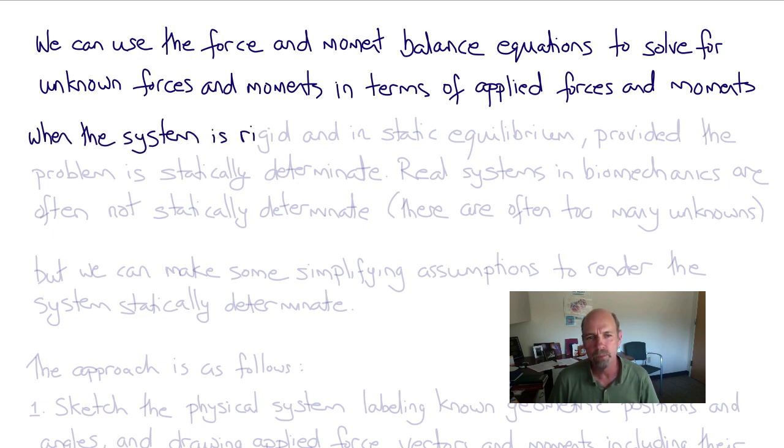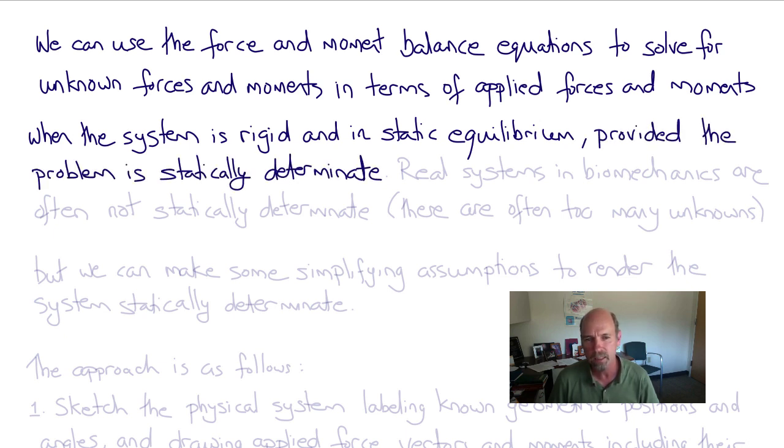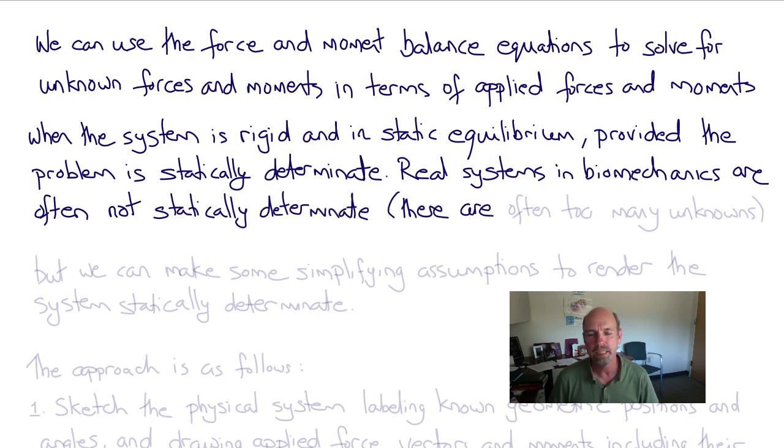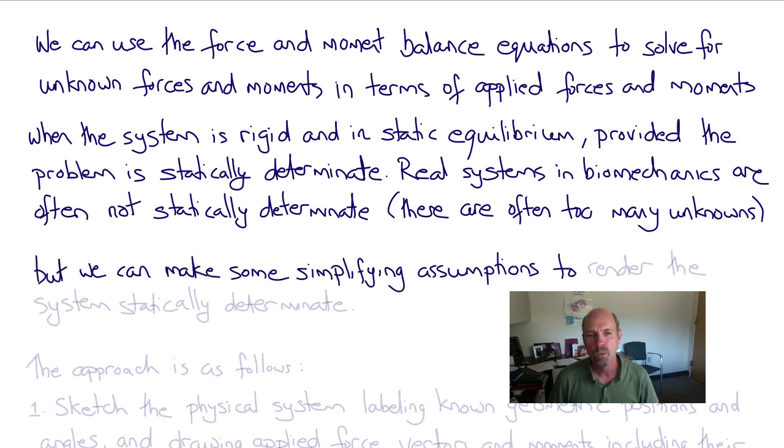Now, real systems in biomechanics are often not statically determinate. There are usually more unknowns than we can solve for with the equations of statics alone, but we can often make simplifying assumptions to render the system statically determinate. As we also saw, sometimes systems that appear to be static, in fact, are not static, they're unstable. But having determined that a system is statically determinate, we need a way of formulating and solving the problem.